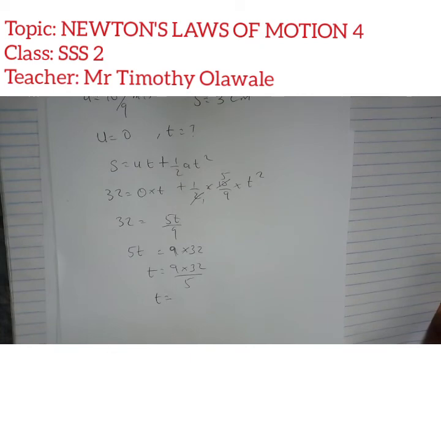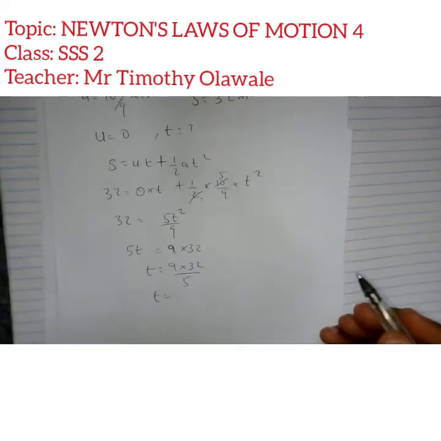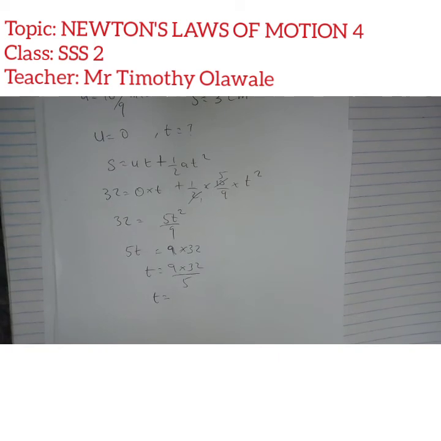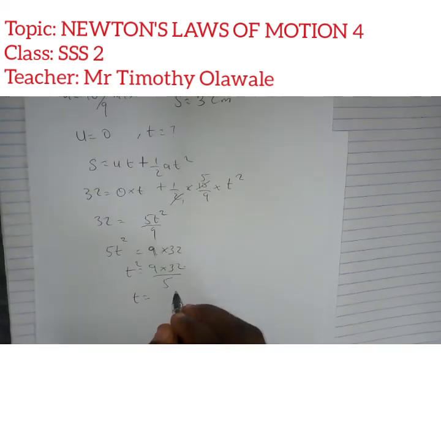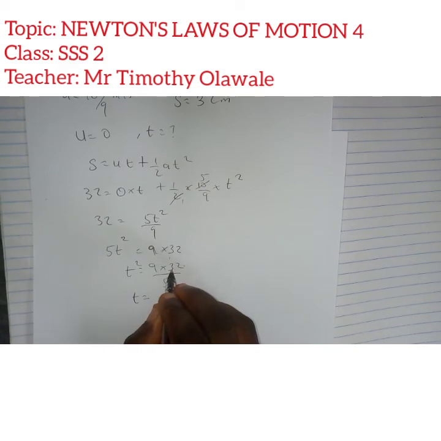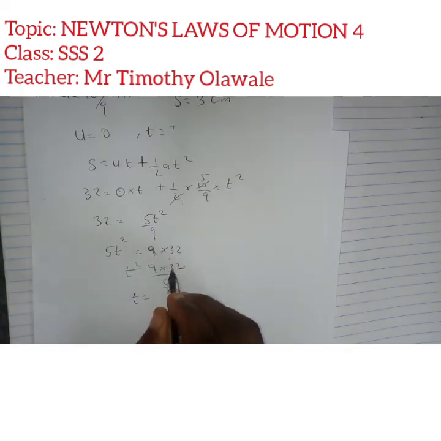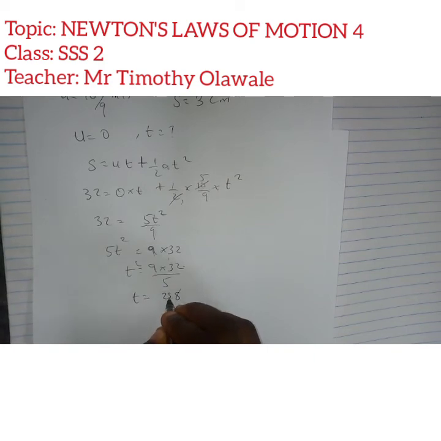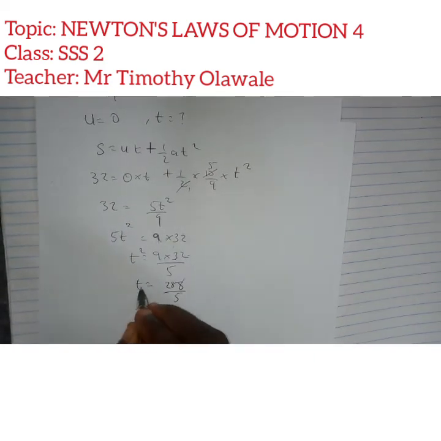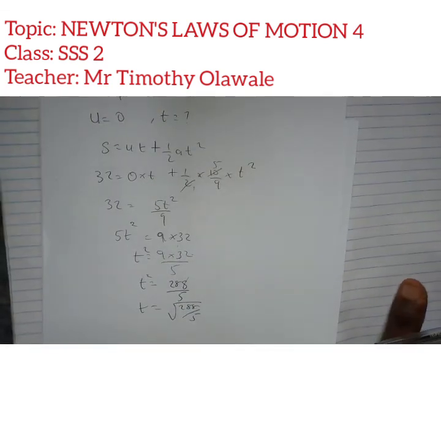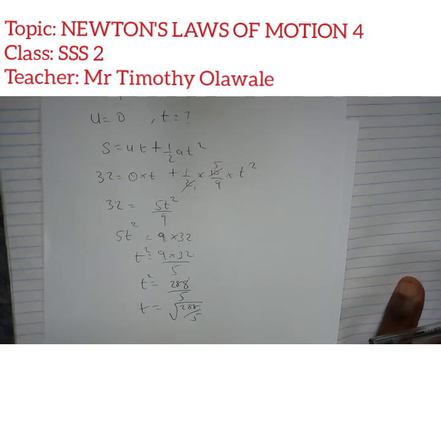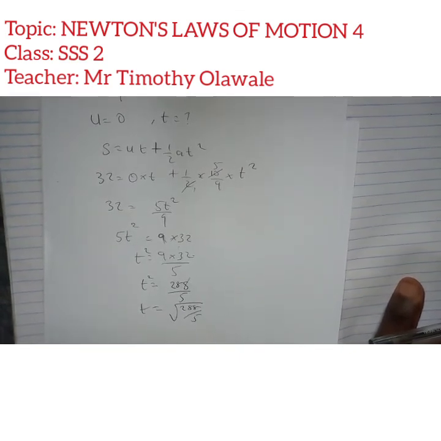Now if you look at it properly, you have T squared equals 9 times 32 over 5. 9 times 32 is 288, so T squared is 288 over 5. That will be T equals the square root of 288 over 5. You can simplify that on your own. Is that clear? So we are using S equals UT plus half AT squared.